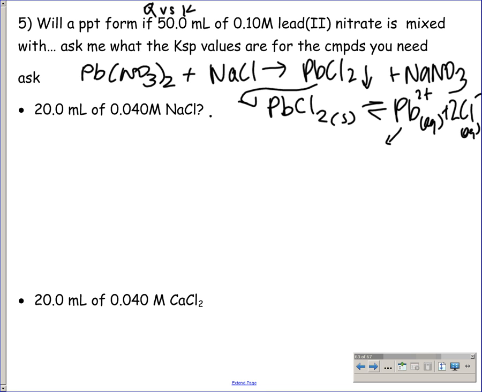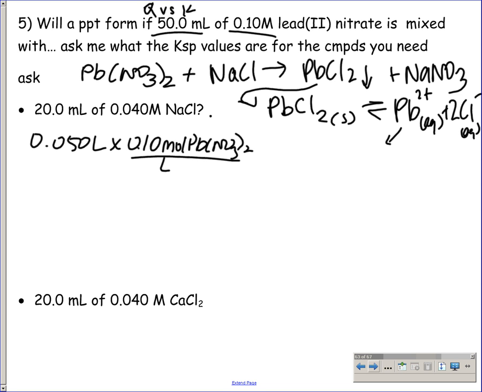All I have to do is say I have 50 mL and I have 0.1 molar of the lead(II) nitrate. But once I've mixed that volume with this new volume, I have diluted all concentrations because they're in a larger volume than they once were. So what you do is you take, I'm changing that to liters, 0.50 liters times 0.10 moles of lead(II) nitrate per liter. So I'm taking volume, M times V. What does that give me?